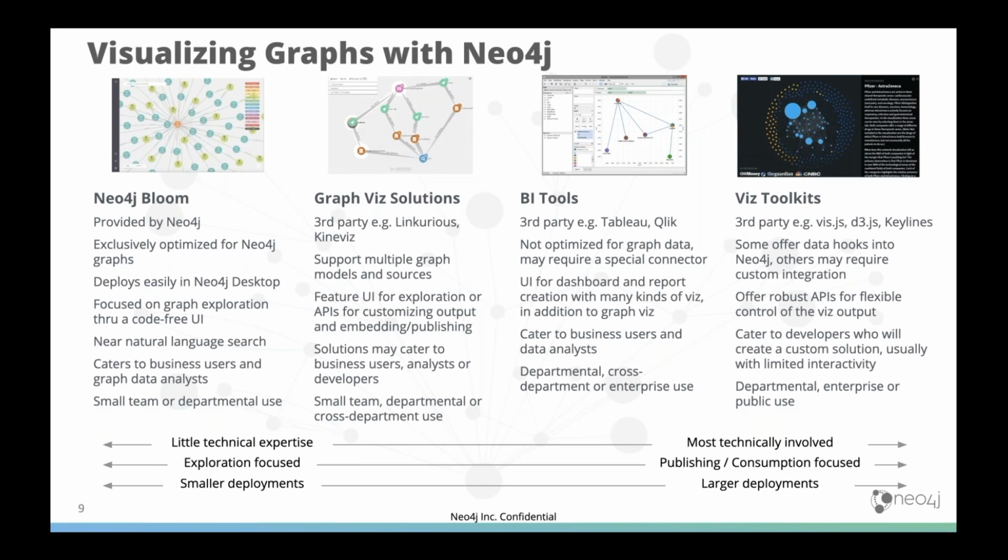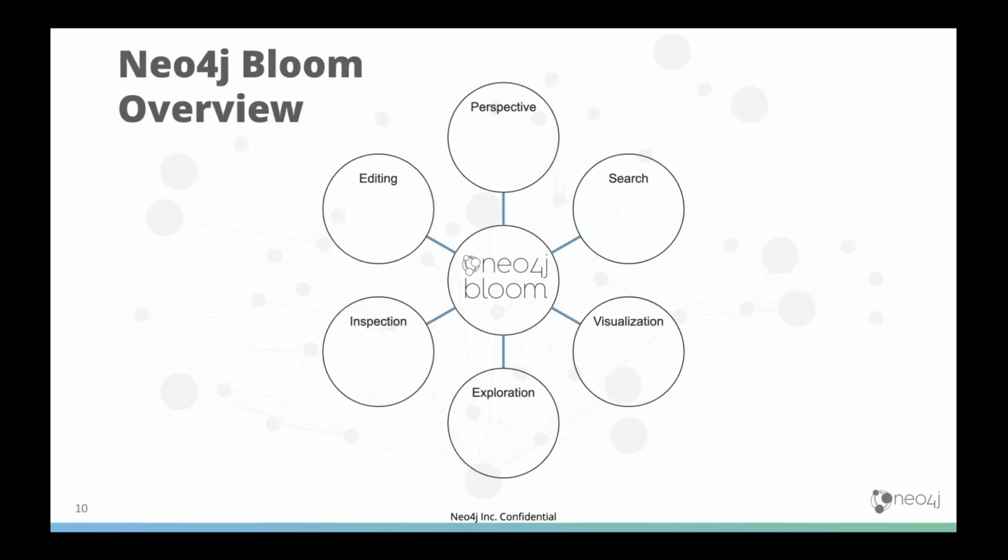So with that in mind, of course, our focus today is Neo4j Bloom. It's the thing on the left-hand side, provided by Neo4j, exclusively optimized for Neo4j, only works with Neo4j. And we like to show a set of capabilities that it provides in this fashion. So what is different about Neo4j Bloom? Let me start there, and then what's more common about Neo4j Bloom.